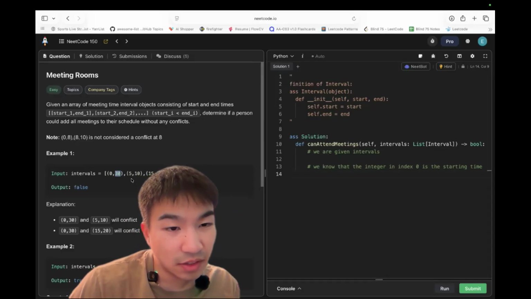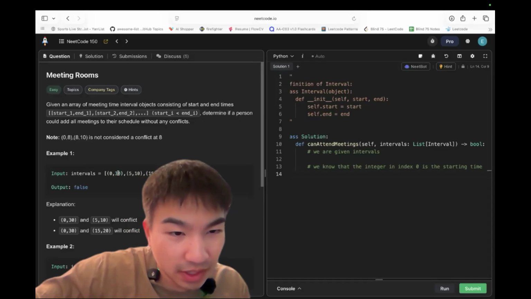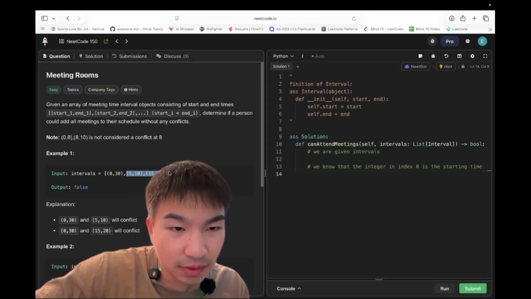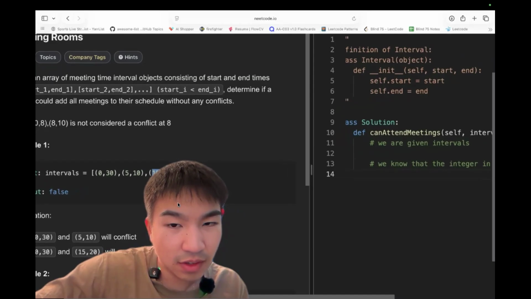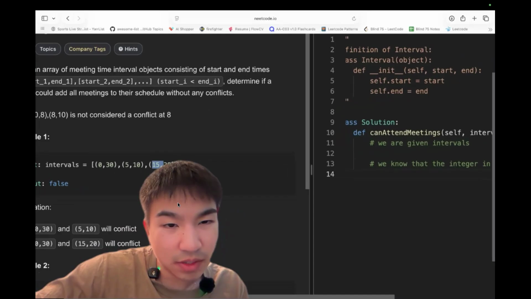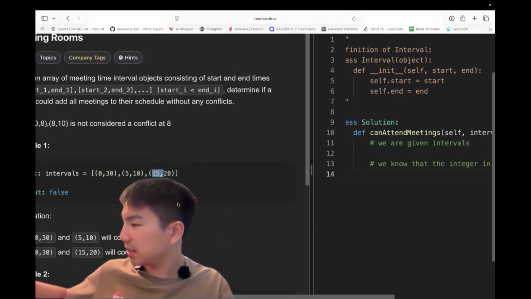I guess another solution could be we collect this 0 to 30. We see if any numbers over here are equal or between those numbers. If not, then we move to 5 to 10 and just do the same thing. But that would run in O of n. No, it would do a lot of comparisons, O of n squared actually.